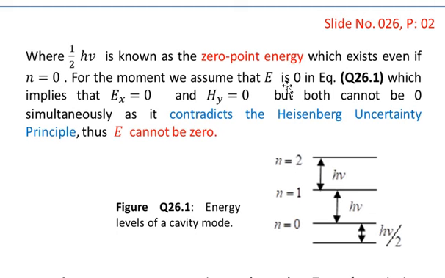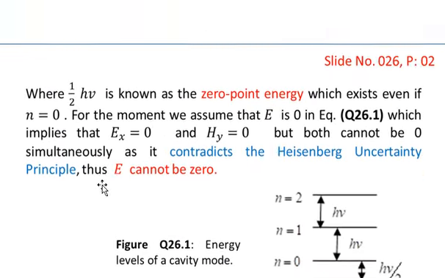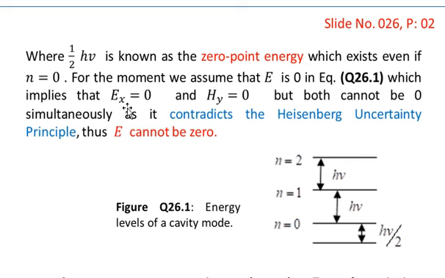For the moment, we assume that E is 0 in equation number 1. That is, in this equation, we are setting capital E on the left hand side to be 0, which implies that Ex is equal to 0 and Hy is equal to 0, but both cannot be 0 simultaneously, as it contradicts the Heisenberg uncertainty principle. Thus E cannot be 0. And you know that the Heisenberg principle is delta E into delta t of the order of h bar. So delta E is not required to be 0 in that case.